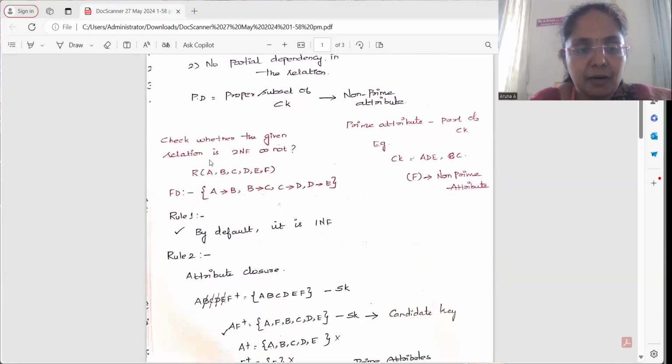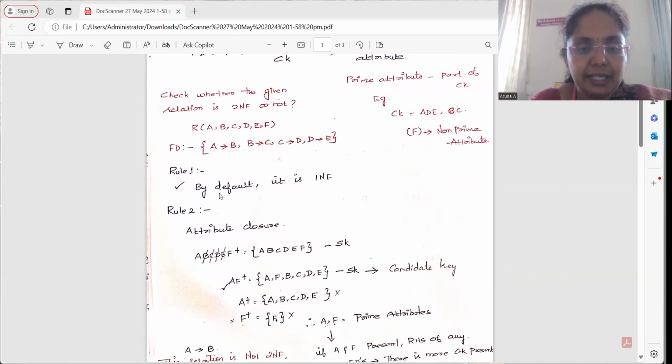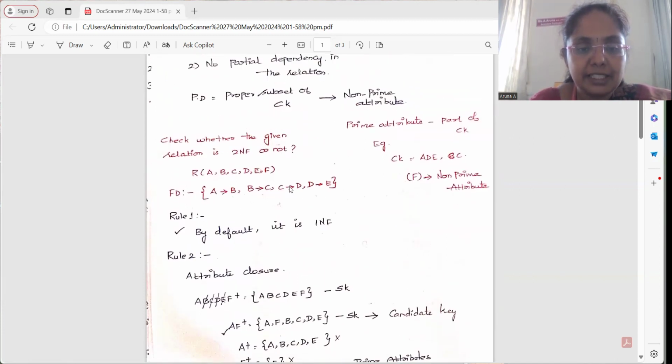For example, we have to check whether the given relation is in 2NF or not. In this case, we have the attributes A, B, C, D, E, F, with these functional dependencies: A tends to B, B tends to C, C tends to D, and D tends to E. By default, it is in 1NF because each attribute depends on another one only, it has only single values, and it does not have any multiple values.